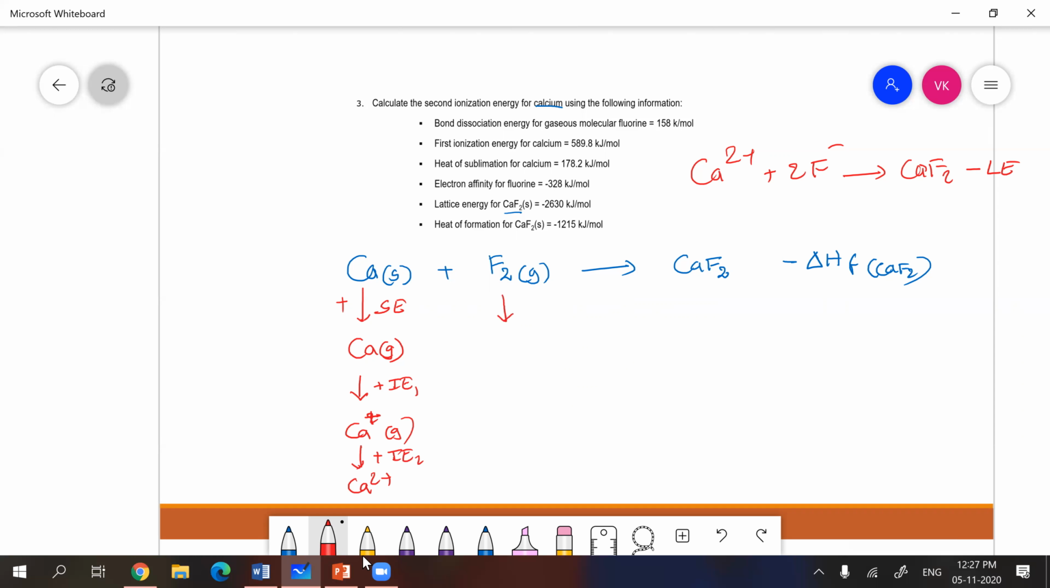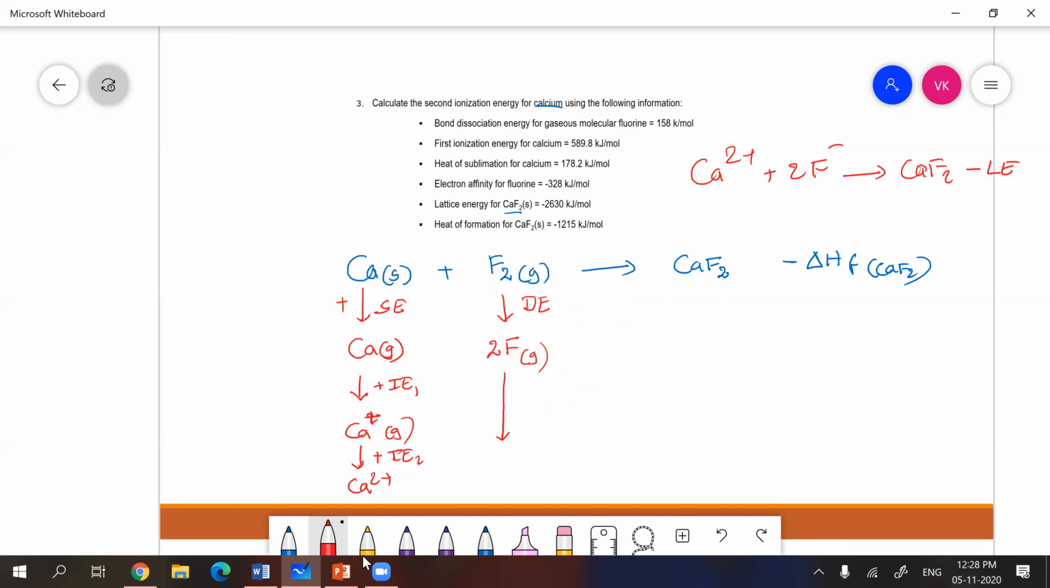Now here we have fluorine molecule that has to be converted into independent atoms. That means you need to break the bond. The energy required here is called dissociation energy. It's 1 mole we are taking, so directly take dissociation energy. We are going to take 2 fluorines. But we need fluoride ions, not fluorine.